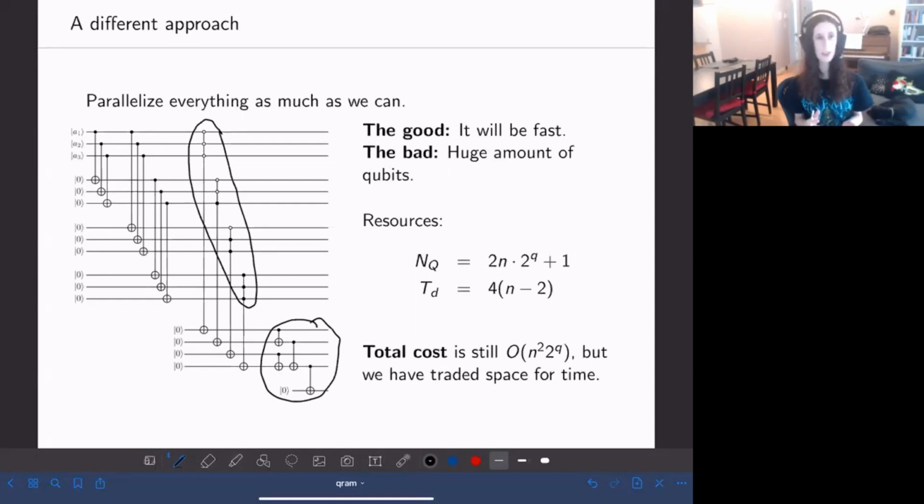But now, of course, the issue, and this is the same as what happened with the bucket brigade circuit when we parallelized it, is that we blow up the number of qubits by doing this. But if you actually look at the number, you get the same cost. It's just now we've traded space for time.